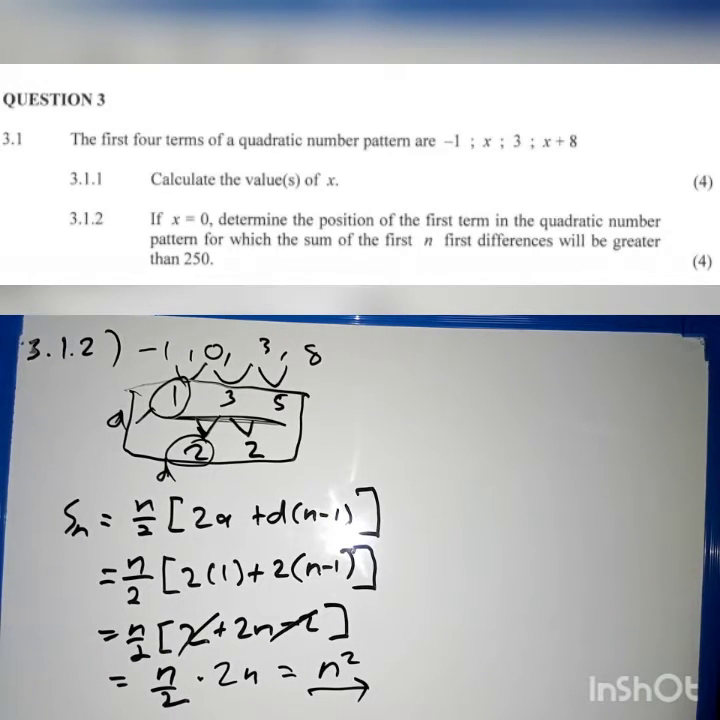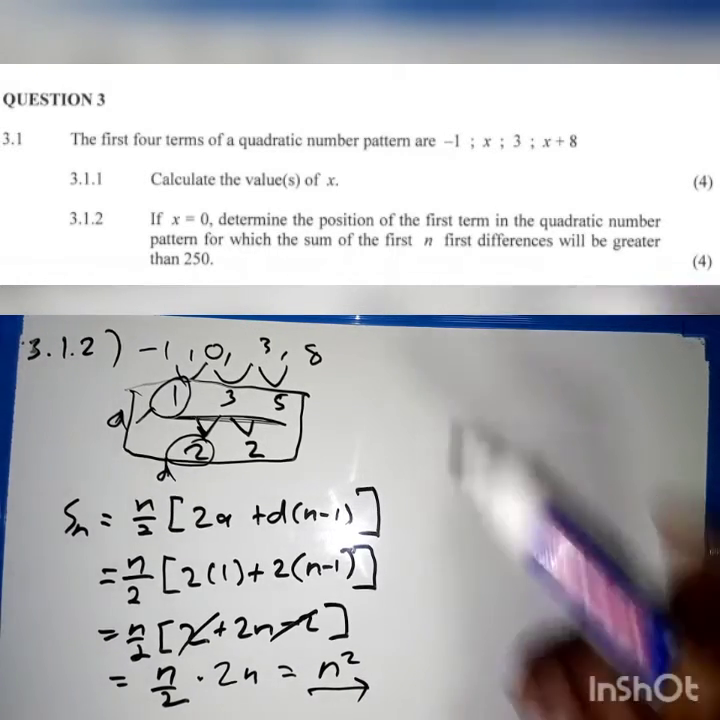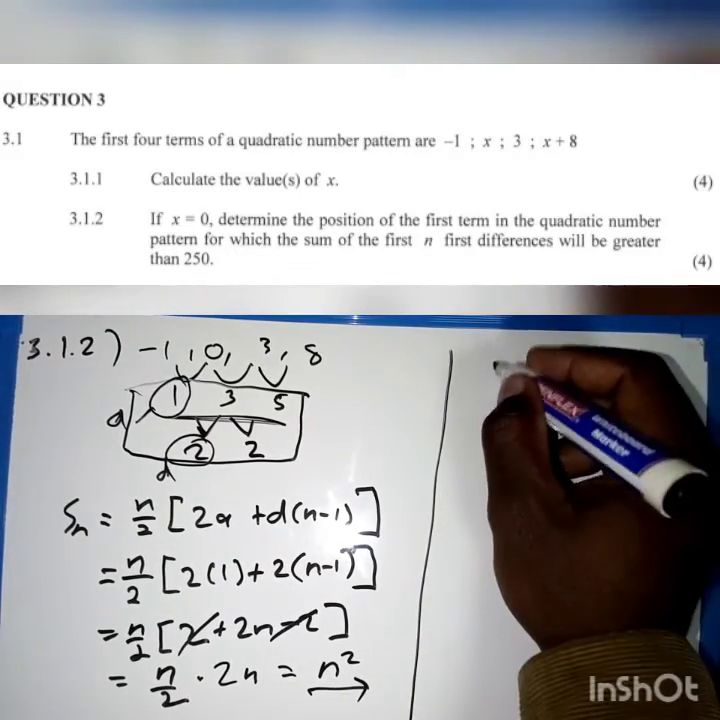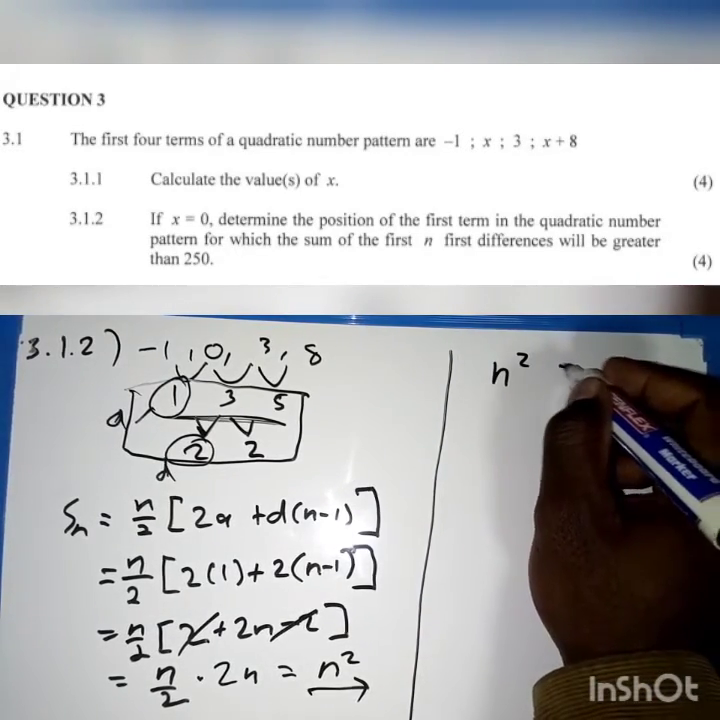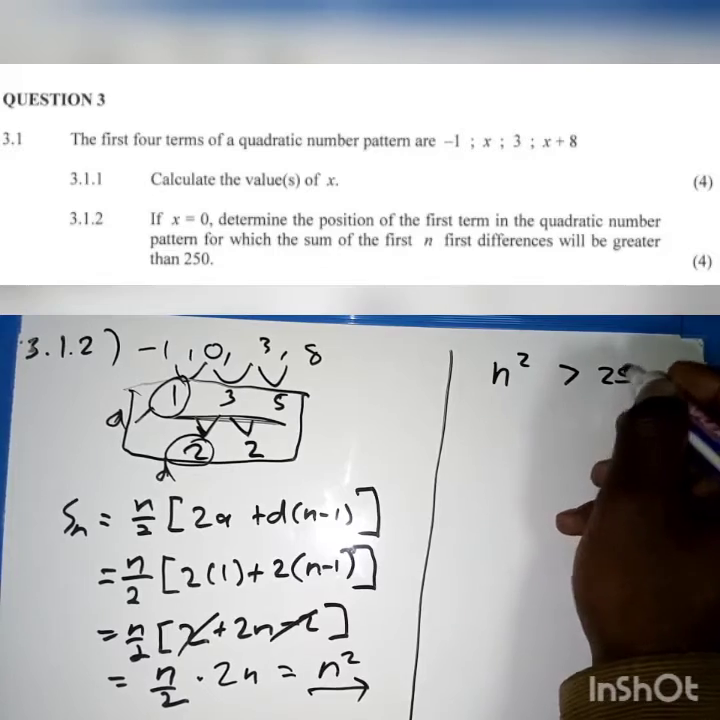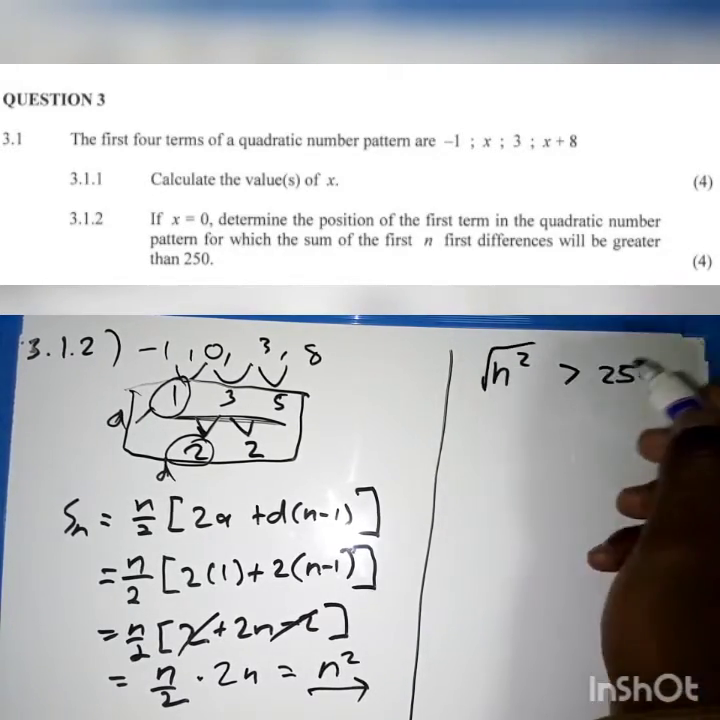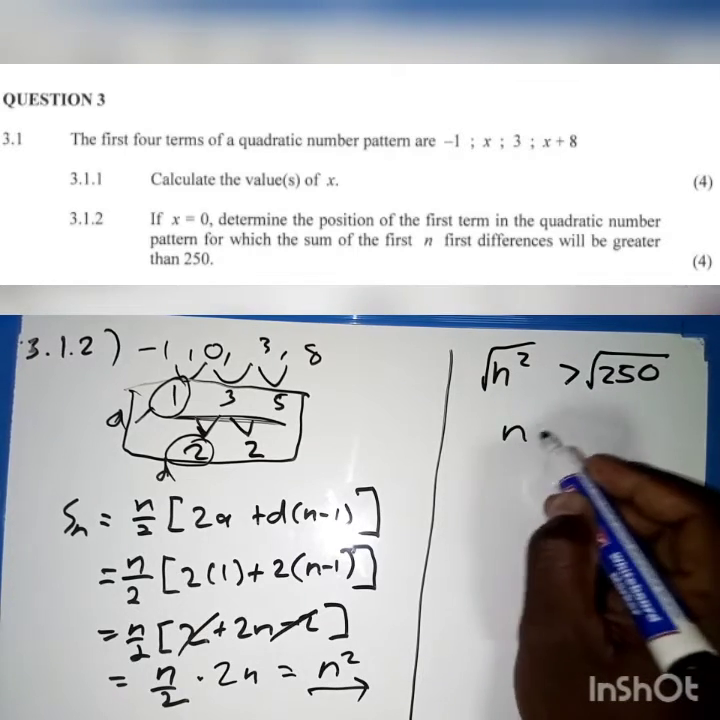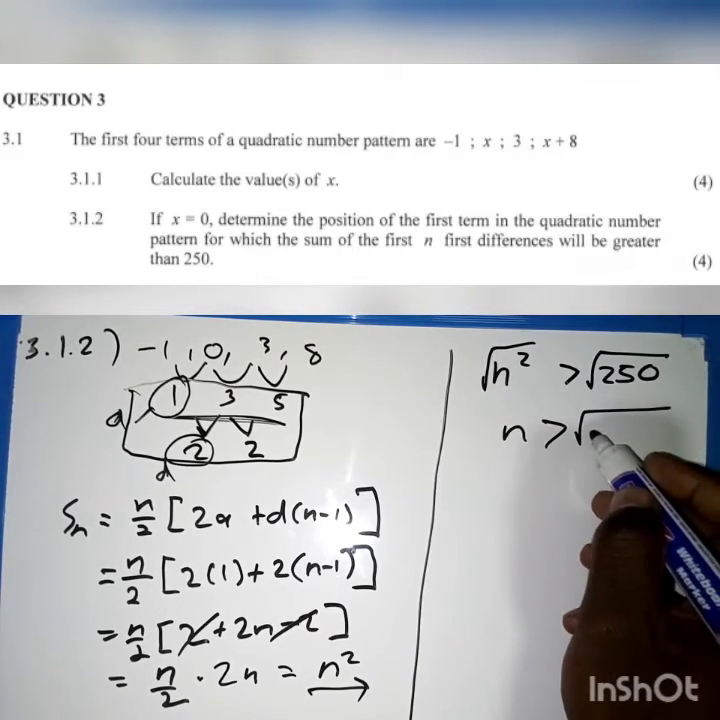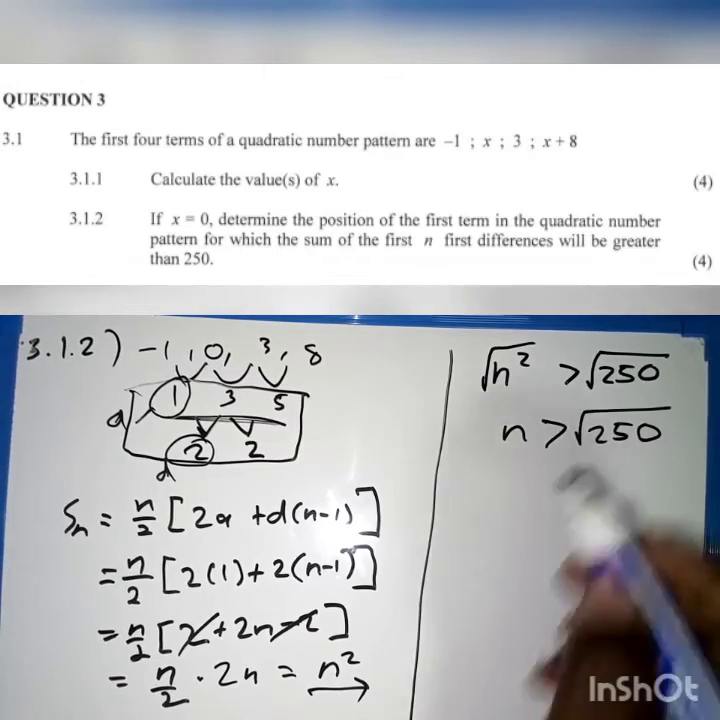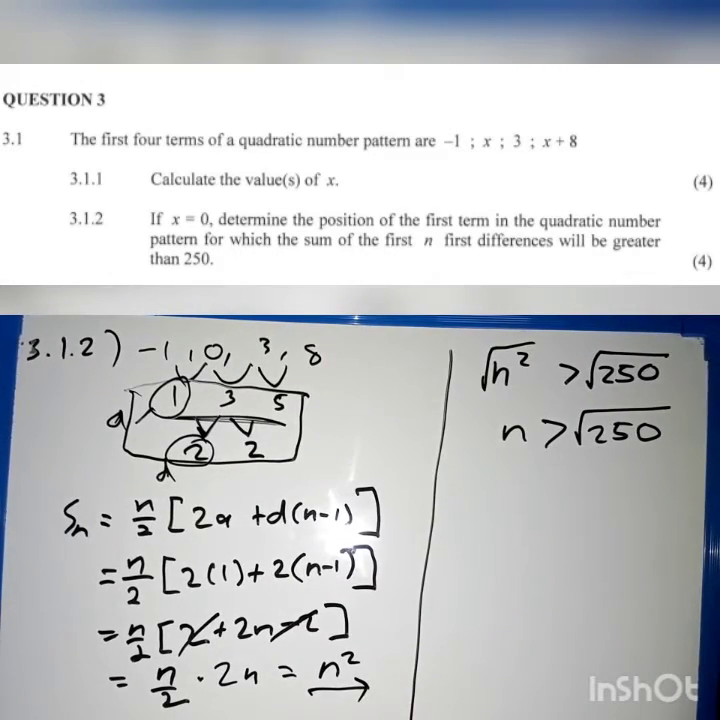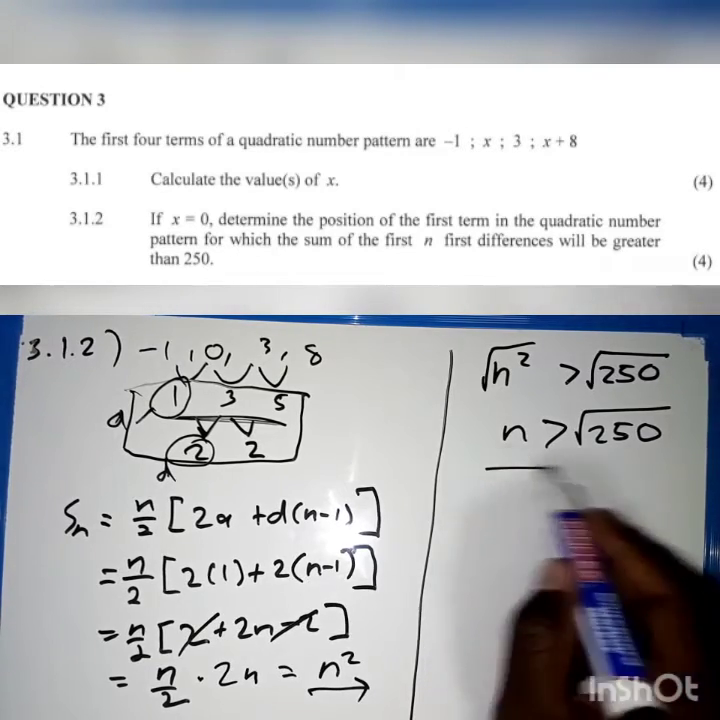Alright, cool. So they want to know the number that will make this greater than 250. So continuing here, we'll have n squared. When will it be greater than 250? And then we square root both sides. So n will be greater than root 250. So that will be our answer for that one there. Alright, cool.